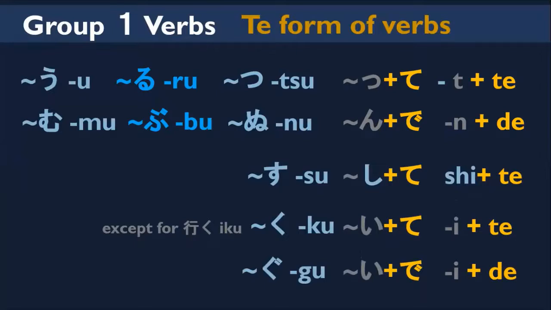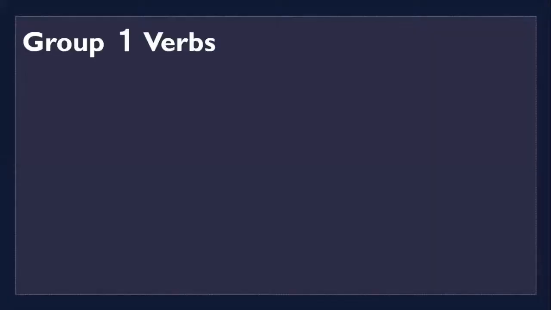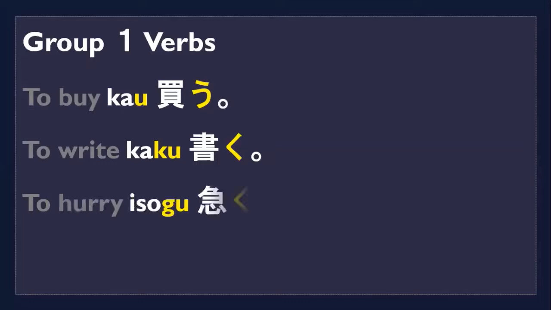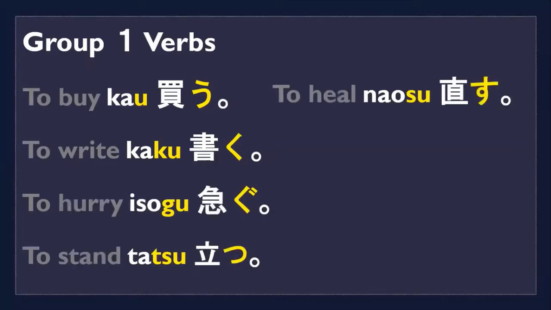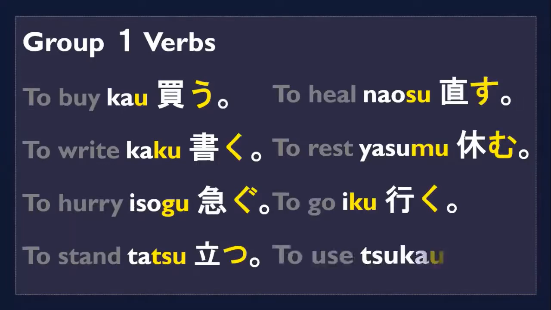So I have listed only the group 1 verbs because group 2 and group 3 have already been listed. And for group 2 verbs, it is very easy to change to te form. Just remove the ru and put te. So now let us look at some of these verbs. I have listed some of these. Please try all the te forms of these.